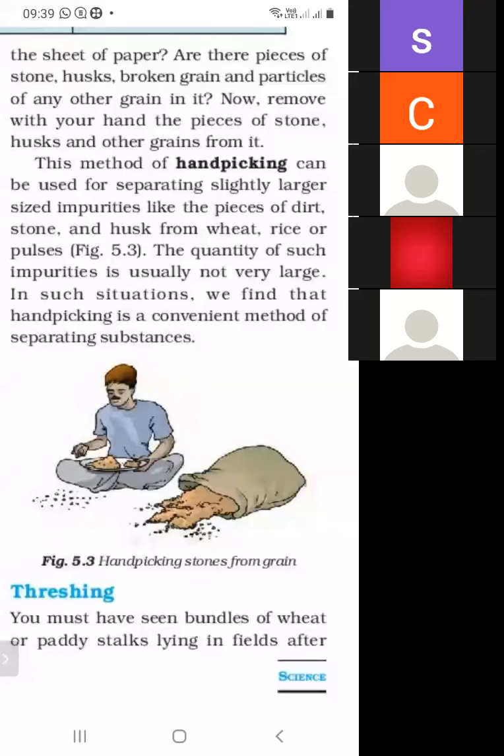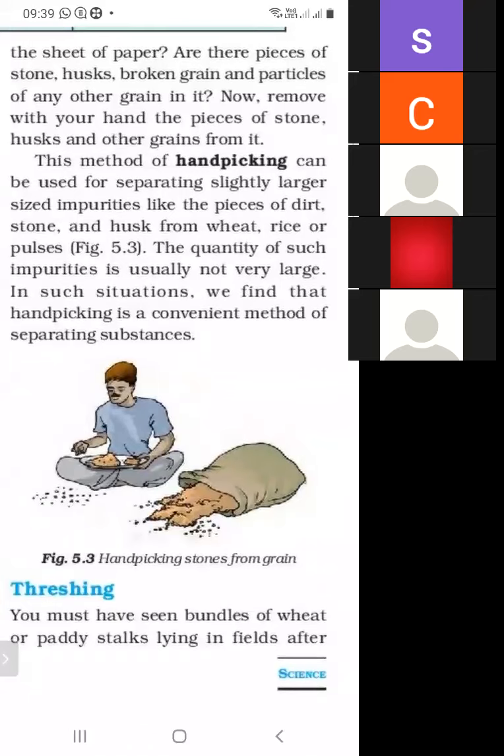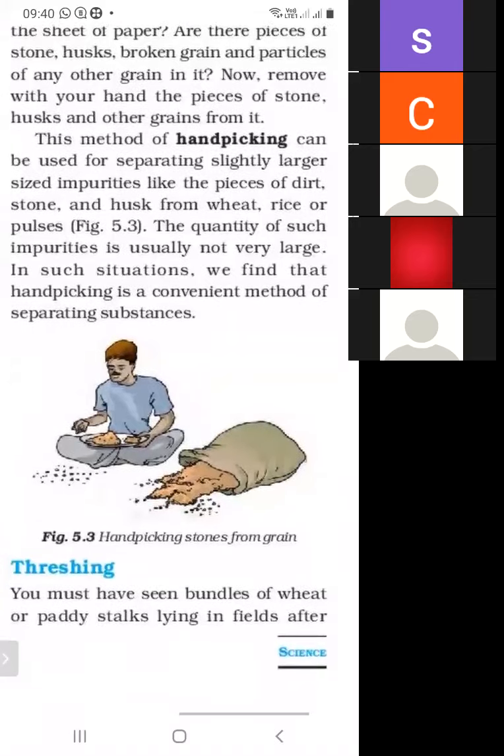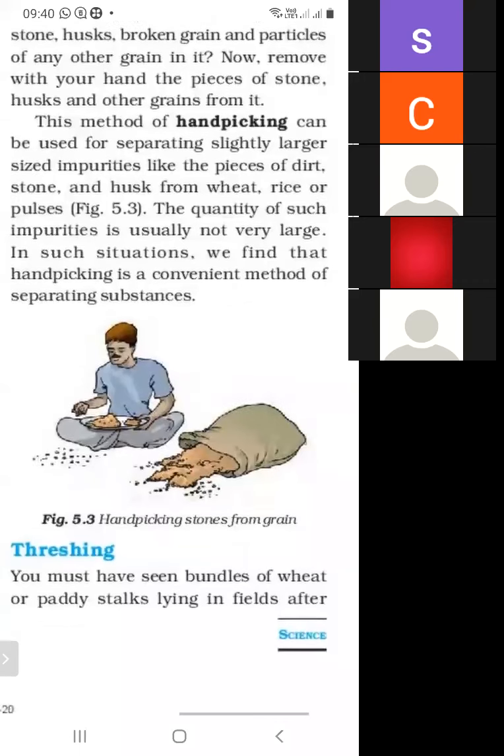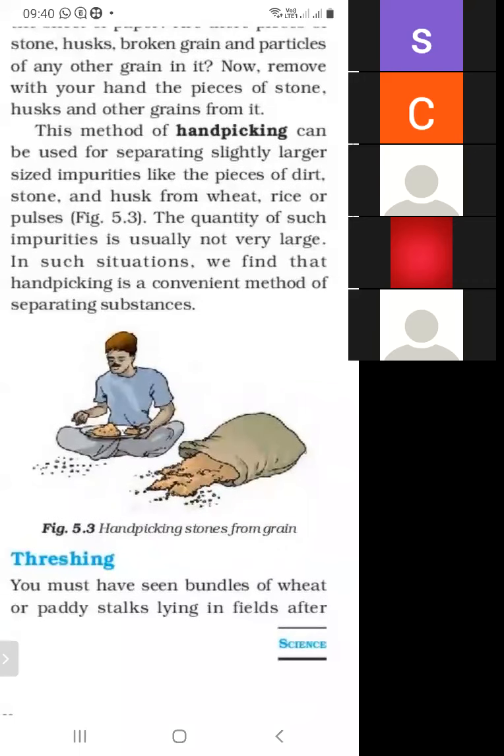You have to remember these two conditions of hand picking. First, the quantity of impurity is not very large. And second, the pieces of dirt, stone, and husk, the unwanted substance, are large in size. So you have to remember these two conditions for hand picking.